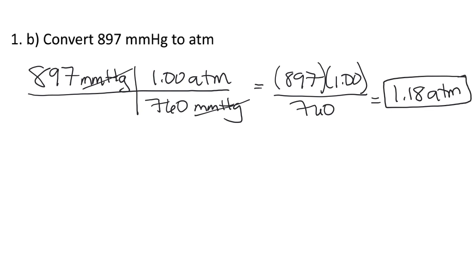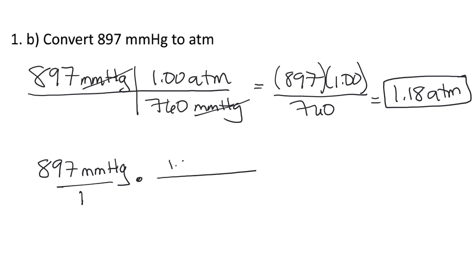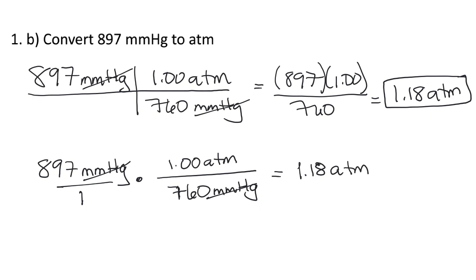Now we'll go by way of the units conversion that Mr. Mefford does. So 897 times 1.00 ATM. You're still showing your units canceling, and you still get 1.18 ATM.